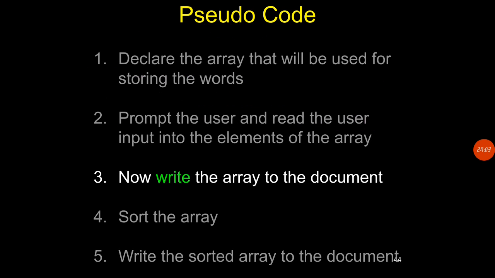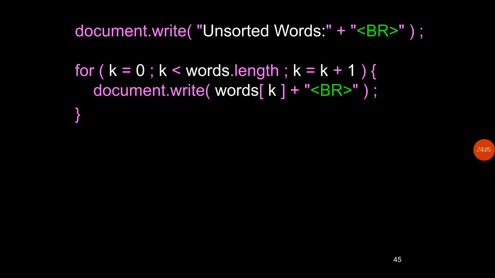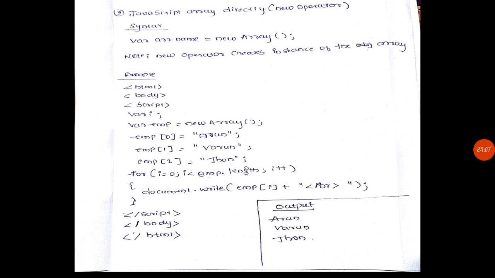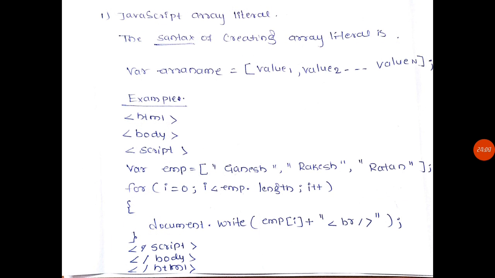Okay, so this is all about arrays. And see here, as I told, in Java, arrays are heterogeneous elements. Similarly, in JavaScript, arrays are created in 3 ways.